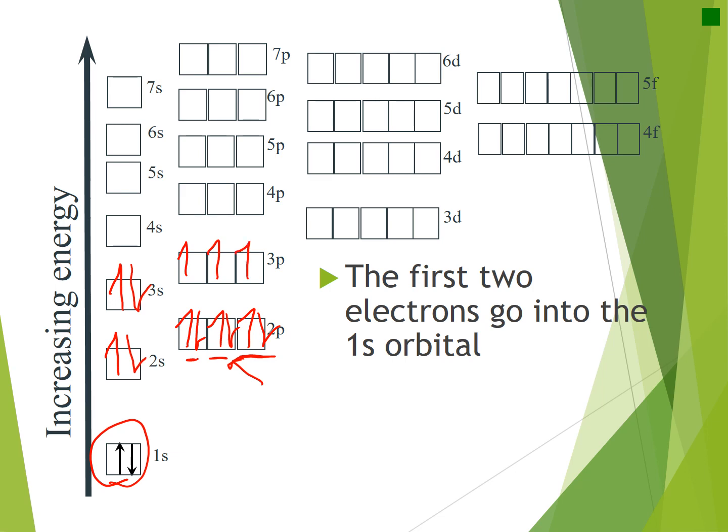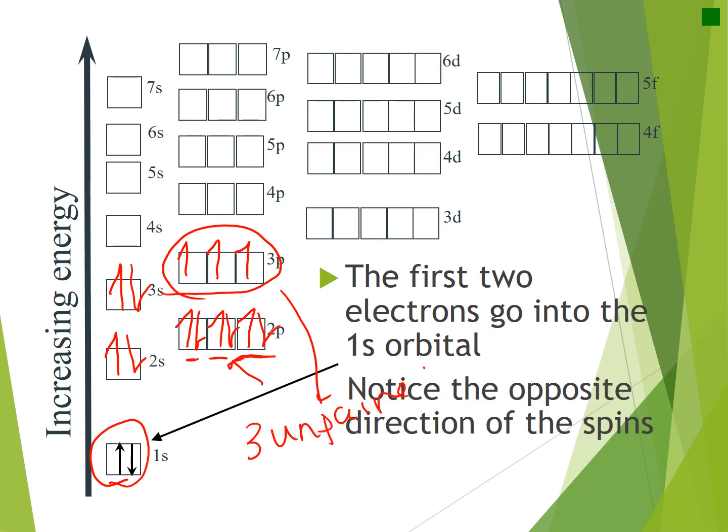So once again, these are known as 3 unpaired electrons. Why are they unpaired? Because they don't have a partner with them. And that's exactly what we want to happen, because according to Hund, electrons want to be in separate ones if at all possible. So we're going to have 3 unpaired.